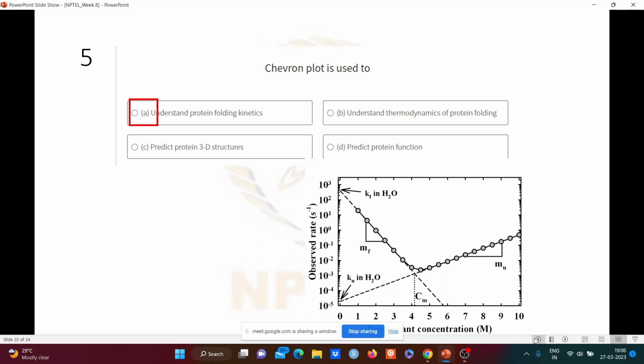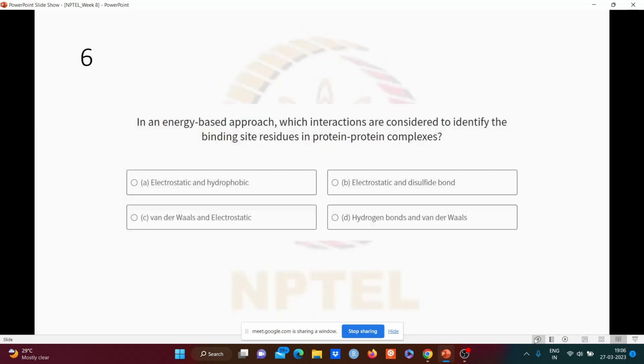The slope of the curve on either side of the transition state indicates the cooperativity of the folding process, with steeper slopes indicating greater cooperativity. So these plots are useful for understanding the thermodynamics and kinetics of protein folding and can provide insights into the stability and folding mechanism of the protein. They are often used in protein engineering and drug design to optimize protein folding and stability.